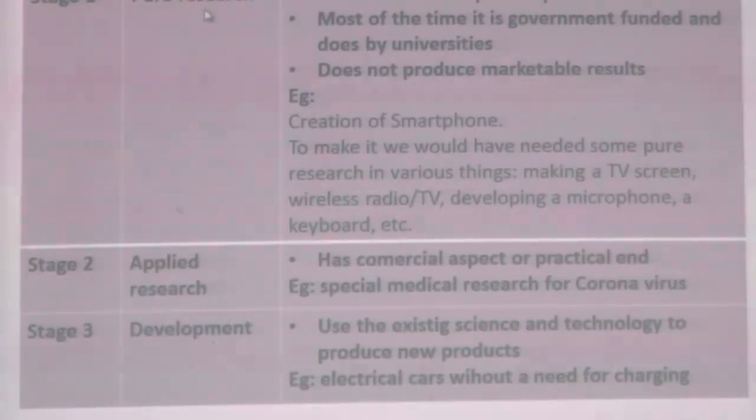Already through pure research, the initial step has been taken, and that initial step has been developed by applied research to develop some other products, and then development comes into action. That's number 3, the stage 4. So already some innovative things have been implemented by researchers. As an example, electric cars without a need of charging.